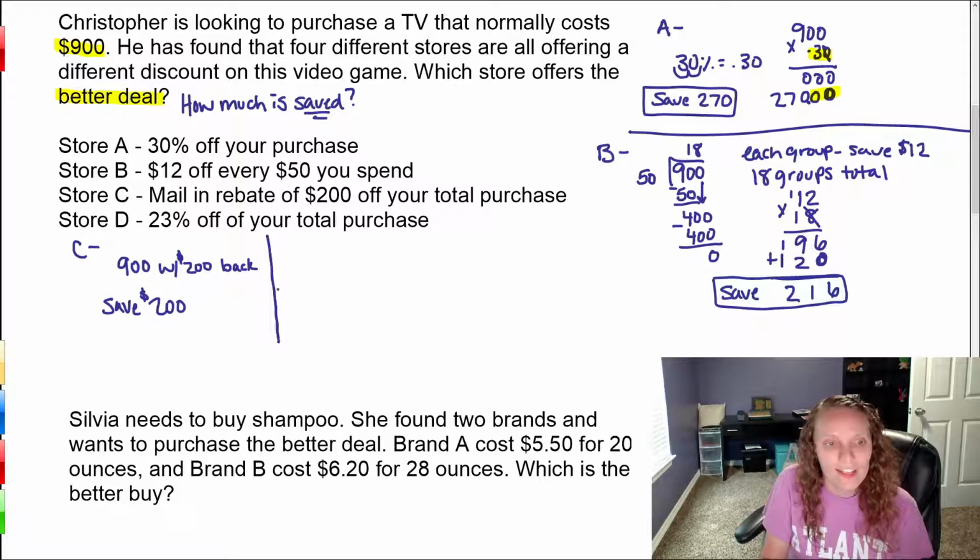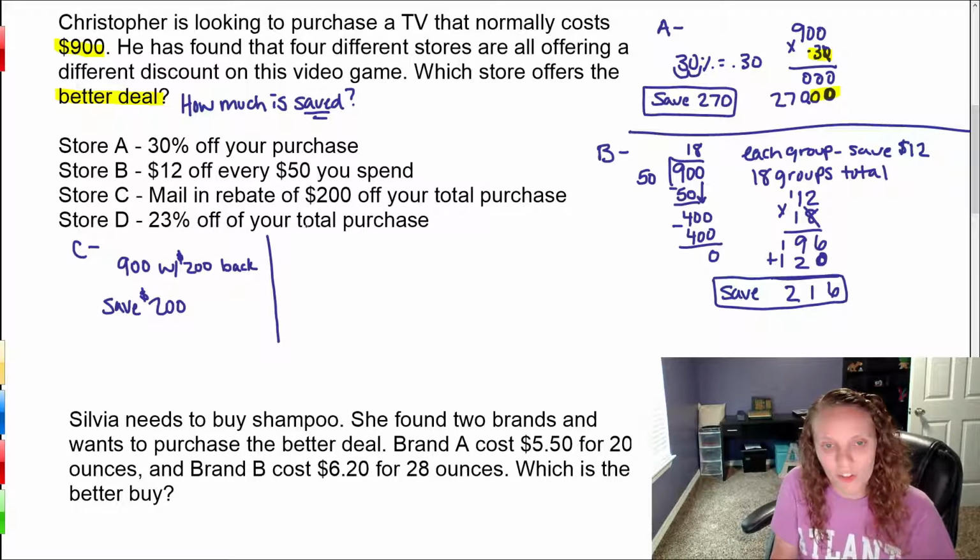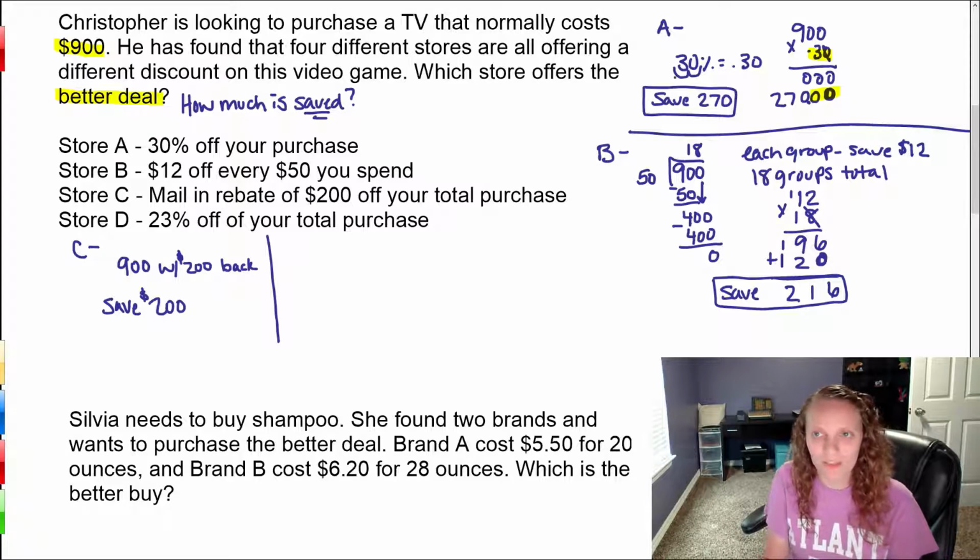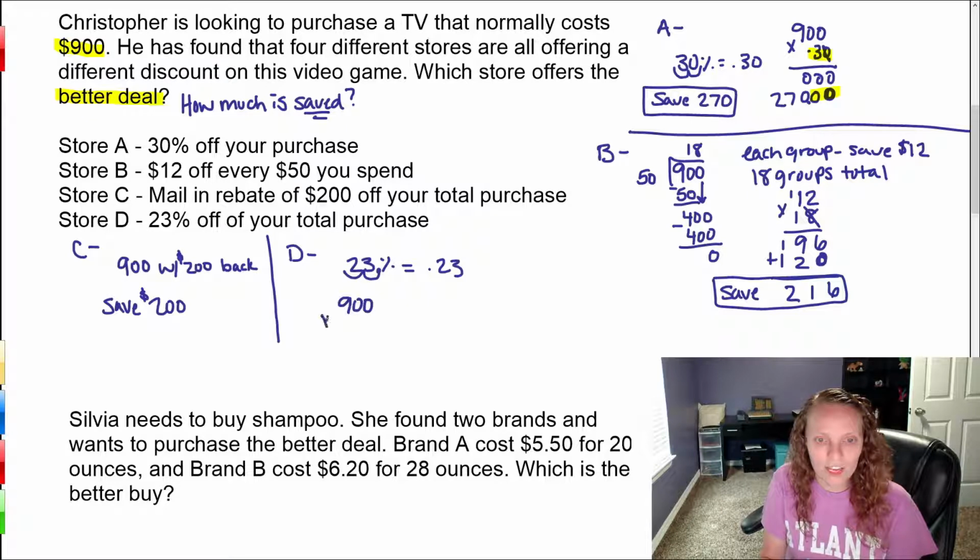And then store D says 23% off of your total purchase. Well, we're going to do the same thing as what we did before with store A. Let's change that 23% to a decimal. Remember, the imaginary decimal is after the 3. And then we'll count over 1, 2. So that is now 0.23. And then we multiply this by the total. So 900 times 0.23.